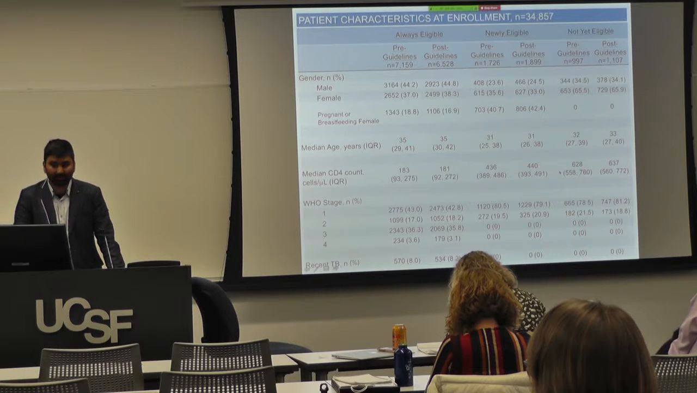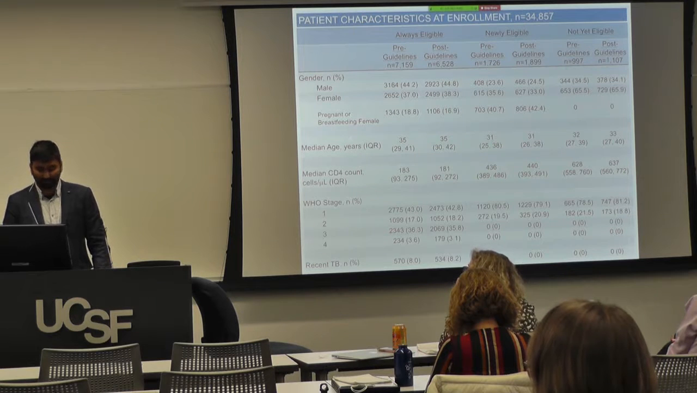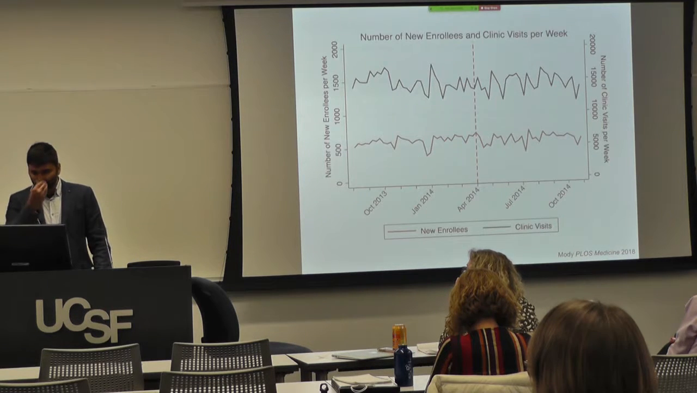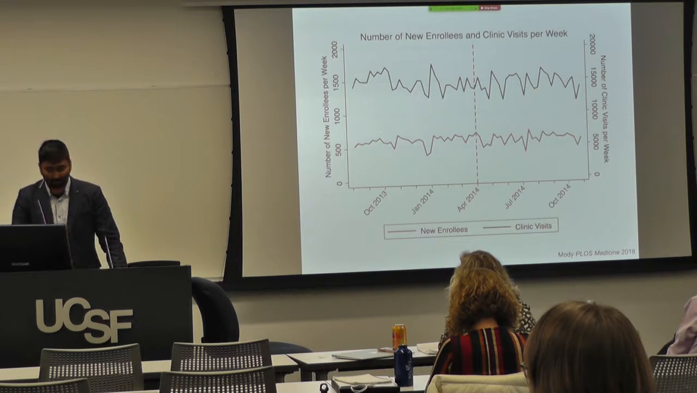This is a very dense slide, but the main takeaway is that within each patient subgroup, patients enrolling prior to the change in guidelines were quite similar to those who enrolled afterwards, which helps to verify one of the underlying assumptions of the RD analysis. This slide also helps to verify some of the assumptions. Here we see the number of new patients enrolling in orange, and also the weekly number of clinic visits in blue. As you can see, these are continuous at the time that the guidelines were rolled out, and remain essentially unchanged before and after the guidelines were rolled out. So this also helps to verify the continuity assumption at the threshold of this analysis.